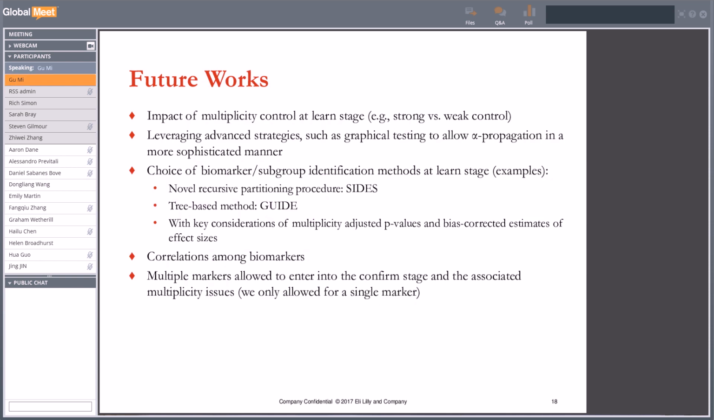On page 18, I list some future works to be considered, such as the multiplicity control at the learn stage, the graphical testing, and the choice of biomarker identification methods. What if we have correlations among the biomarkers, and the multiplicity issues if multiple markers are allowed into the confirm stage? All those ideas warrant more research to get clarified.